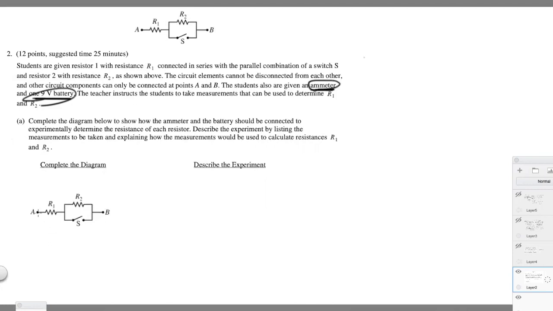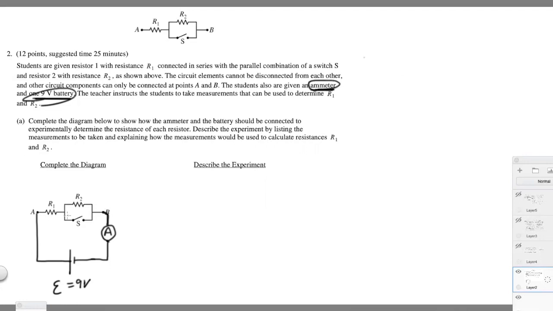Okay, so the circuit you want to set up is this. So we're going to hook the battery, and you could show that. So battery, E for EMF, it's 9 volt. It's a 9-volt battery. And then place the ammeter in series like that. So this setup would allow for measurements to determine R1 and R2.